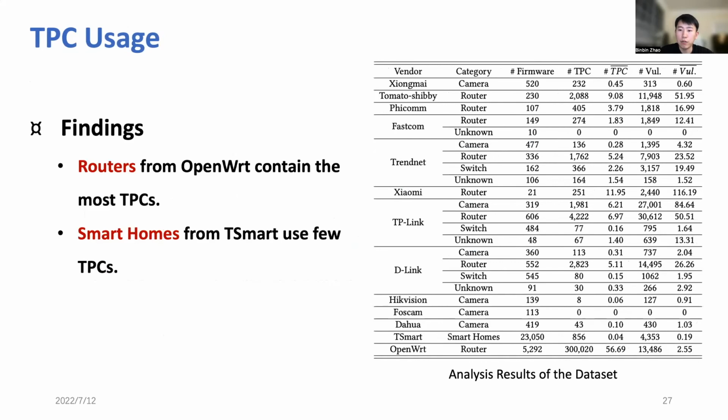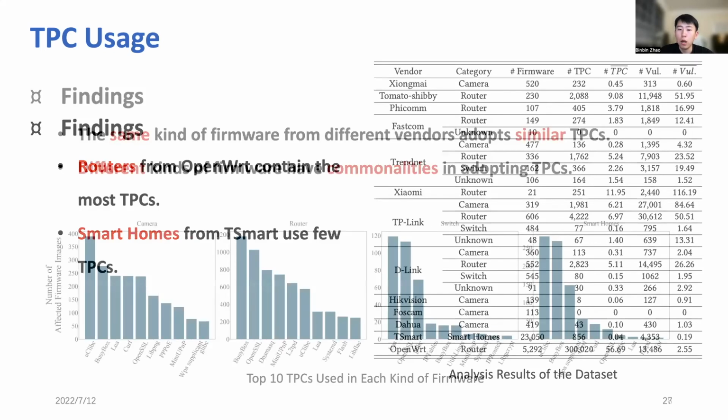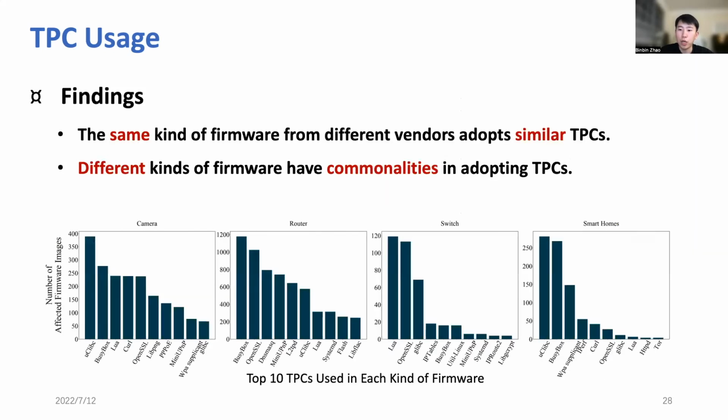According to the result, we have some findings. First, the routers from OpenWRT contain the most TPCs, which is reasonable because OpenWRT is an open source project for embedded systems. Second, smart homes from T-Smart use few third-party components. We also find most of the smart homes are using monolithic firmware. We also find the same kind of firmware from different vendors use similar third-party components, and different kinds of firmware have commonalities in using third-party components.